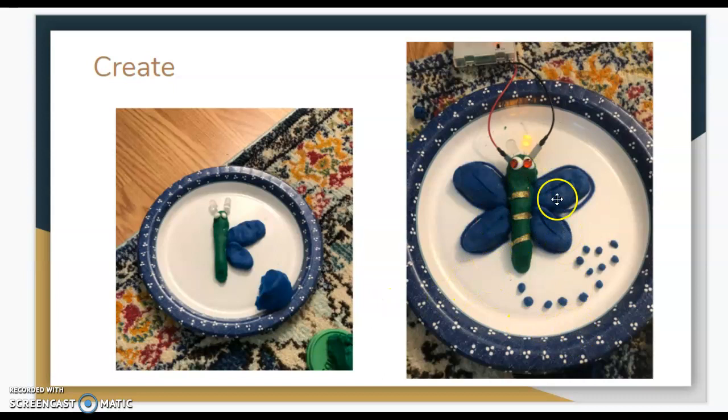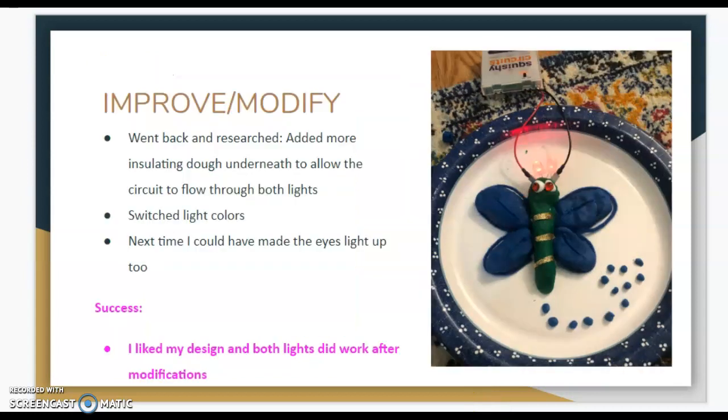The first time I did it, you can see that only one of my lights worked. So I went back for my improve and modify to research a little bit more, and I found that I needed to add more insulating dough underneath the butterfly's head just to allow that circuit to flow to both lights. I also switched the light colors out because I felt like the red lights were easier to see when I was taking my picture than the yellow lights.